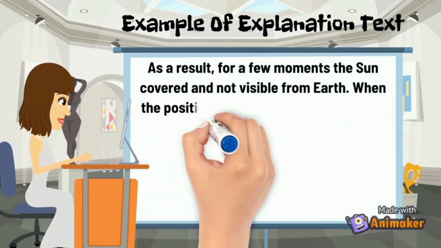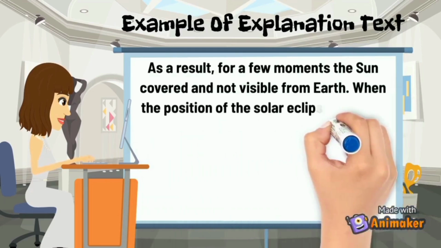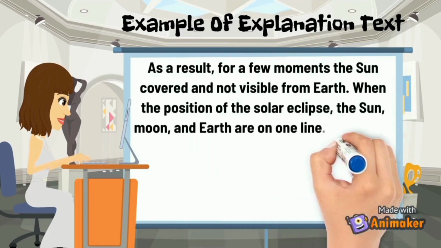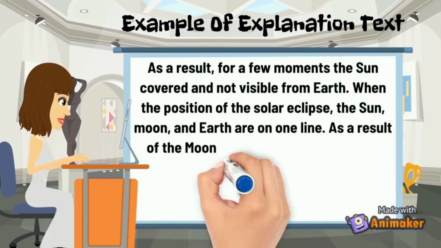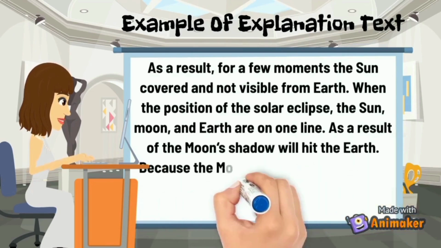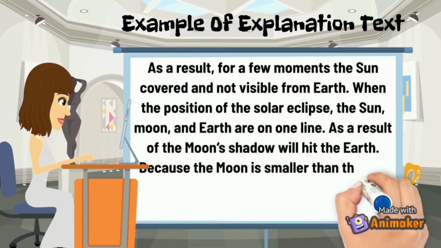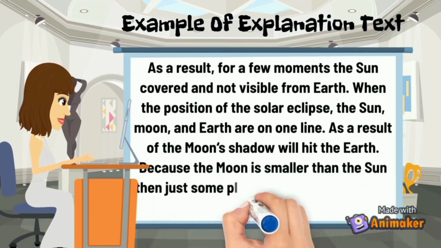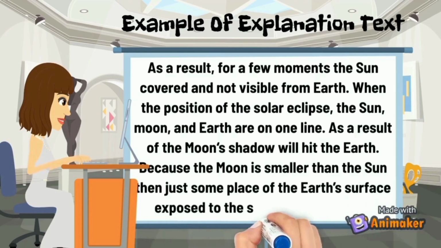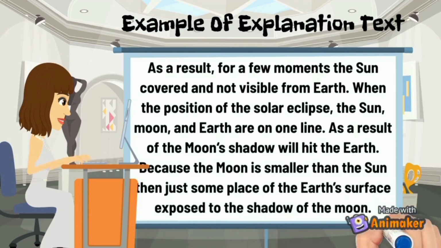When the solar eclipse happens, the sun, moon, and earth are on one line. As a result, the moon's shadow will hit the earth because the moon is smaller than the sun. Then only some places on the earth's surface are exposed to the shadow of the moon.